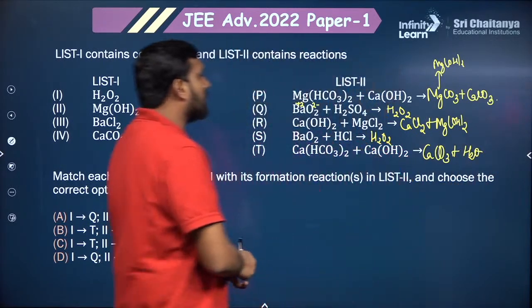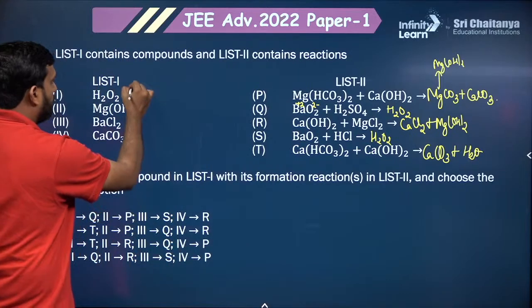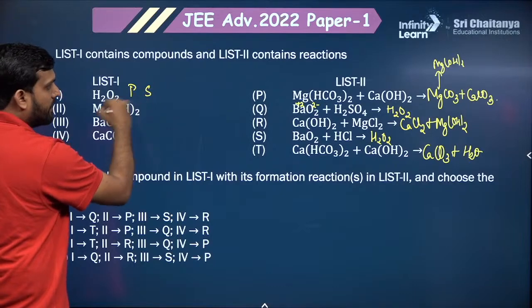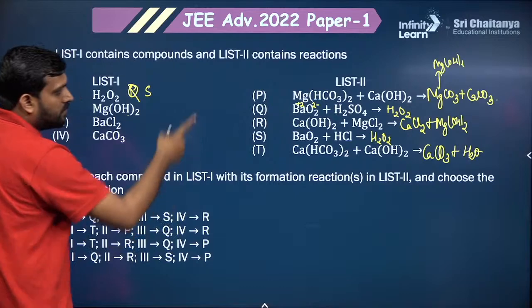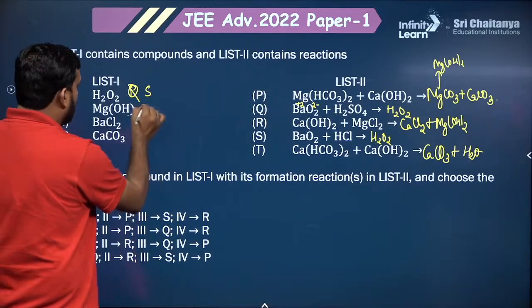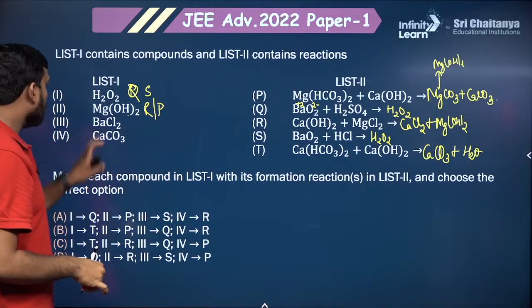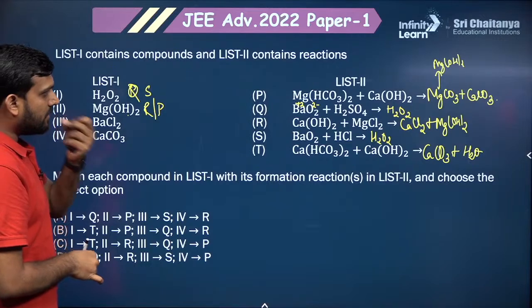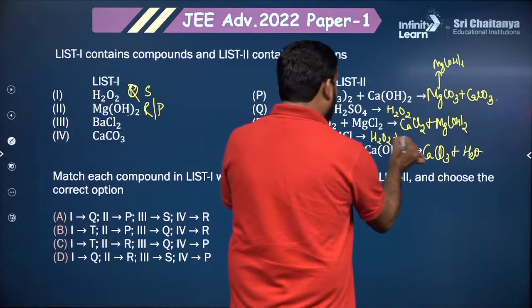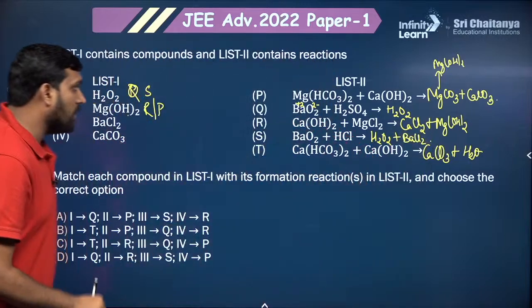Now let's match with the options. H2O2 matches to two things, P and S. No, sorry, Q and S. It matches with Q and S. Mg(OH)2 generally matches with R, but you can also say that it will match with the P option also. Then BaCl2, is there any Ba? Yes, here you will be getting BaCl2 as a byproduct also. So here BaCl2 will also be produced.